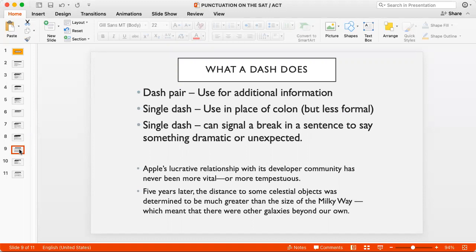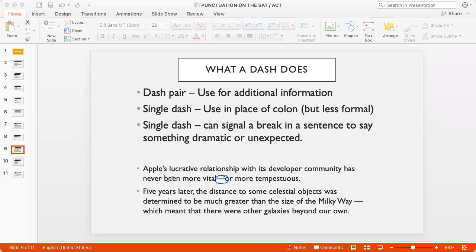But a single dash can also be used to signal a break in a sentence when you're trying to say something dramatic or unexpected, right? Let me explain this third point because it's important and it has been tested in some recent SAT tests. Apple's lucrative relationship with its developer community has never been more vital - or more tempestuous. Now, why has the author decided to put a dash here? Because there is like a break in the sentence here, right?